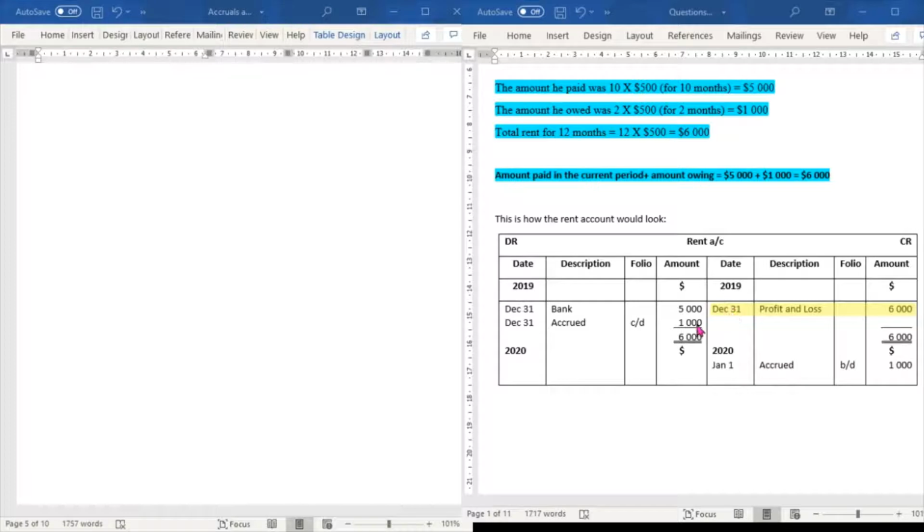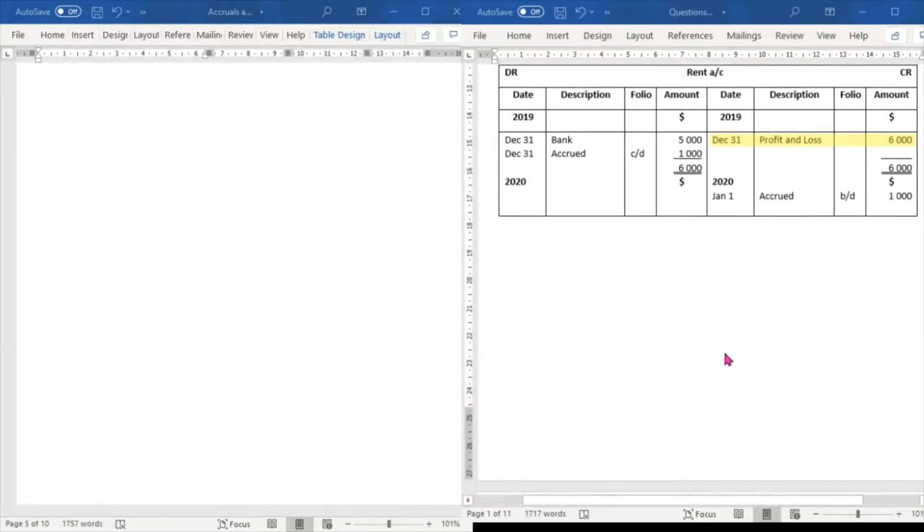So you're going to have a balance carried down, and we're not calling it a balance, we're calling it accrued. Accrued carried down on the 31st of December of $1,000. Okay, so your rent account will have a credit balance on it of $1,000. It is an amount that is owed.